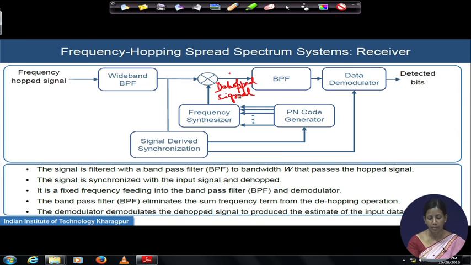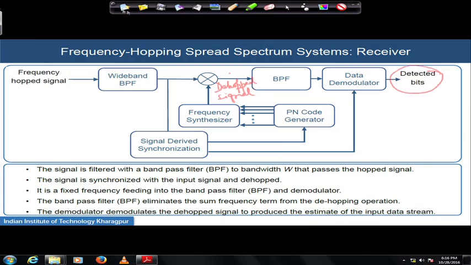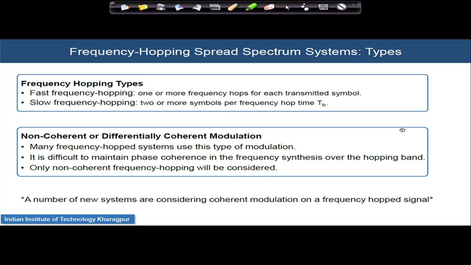Remember, this de-hopped signal again we need to pass through a band pass filter, because it will eliminate some frequency terms from the de-hopping operation. After this band pass filtering, you are ready for the demodulation, and this synchronization information will help you to be in sync between the code generation and the demodulation. Detected bits are obtained here. So, this is the overall structure, the way the frequency hopping spread spectrum system works in the transmitter as well as in the receiver.